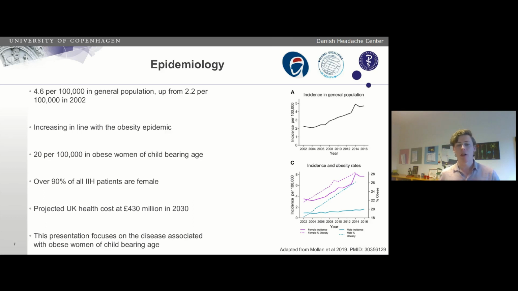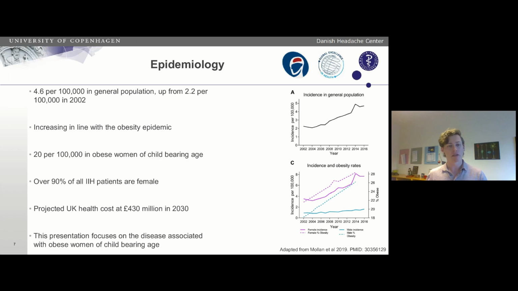So a bit on the epidemiology of this disease. It is a rare disease, only 4.6 per 100,000 in the general population, but it is increasing in line with obesity. But what is strikingly clear is that there's a much larger burden in the female population, where over 90% of IH patients are female. The projected health costs in the UK by 2030 is £430 million a year, which is an awful lot for what is a relatively rare disease.